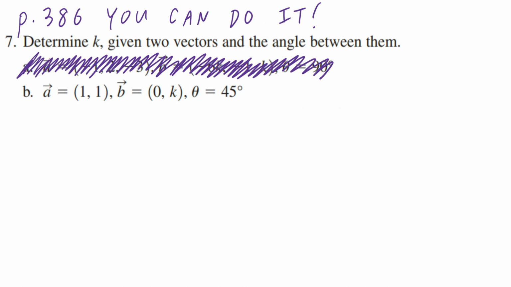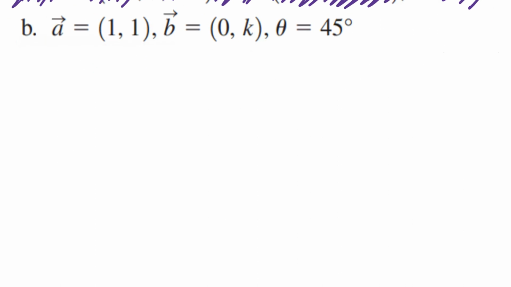Hi everyone. Let's take a look at number 7 on page 386. Determine k given two vectors and the angle between them. Part B. Vector A equals (1, 1). Vector B equals (0, k). And the angle theta is 45 degrees.